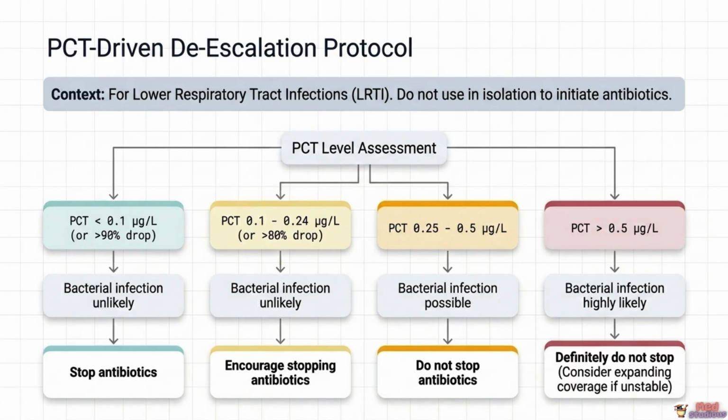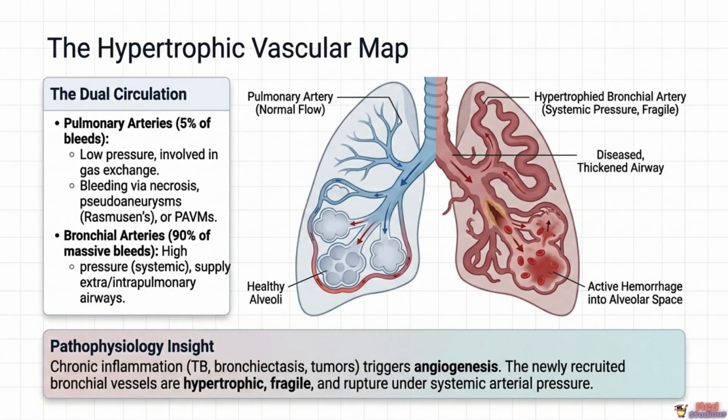We now pivot to anatomical diagnostics, beginning with the vascular anatomy that underlies hemoptysis, one of the most high-stakes presentations in respiratory medicine. The lung receives a dual blood supply, and understanding which vessel is bleeding determines both prognosis and intervention strategy. The pulmonary arteries carry deoxygenated blood from the right heart to the alveoli for gas exchange.